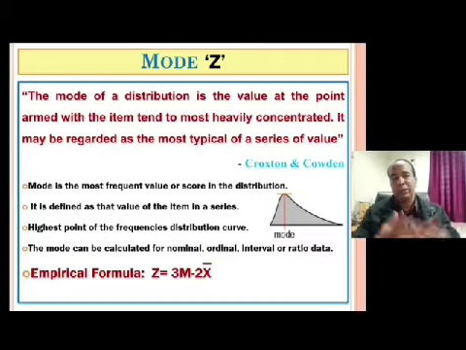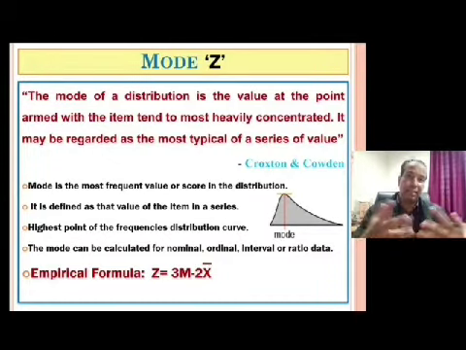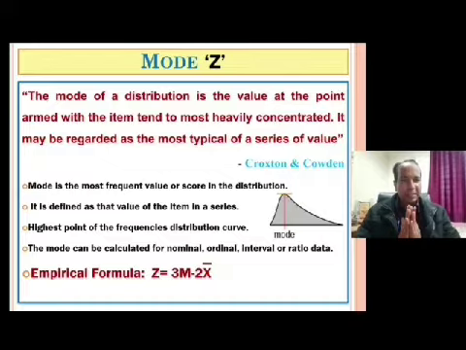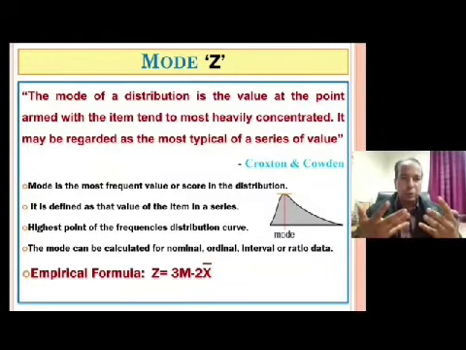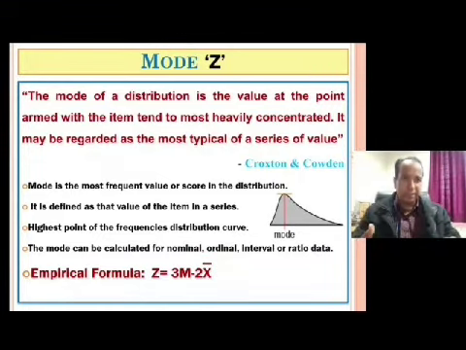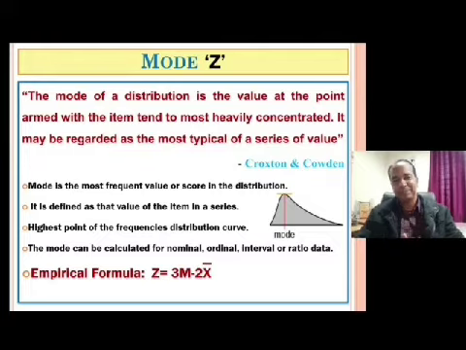First of all, I would like to tell you that mode is denoted by Z, capital Z. The definition given by Croxton and Cowden goes like this: the mode of a distribution is the value at the point around which the items tend to be most heavily concentrated. It may be regarded as the most typical or the most frequent value of the series. So this is how Croxton and Cowden define mode.